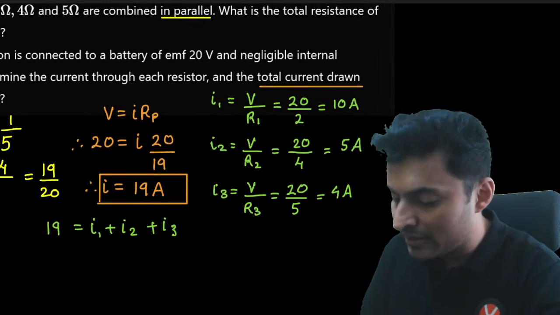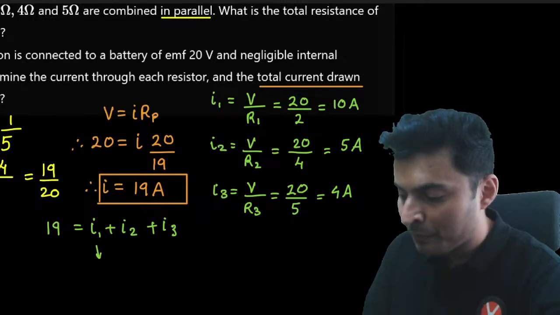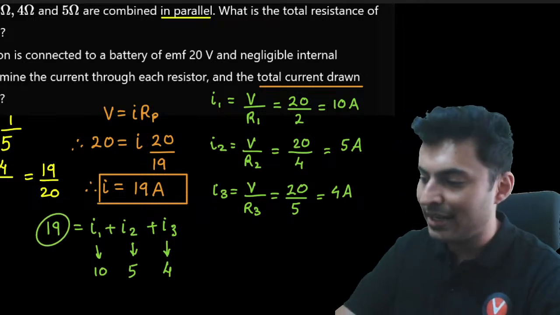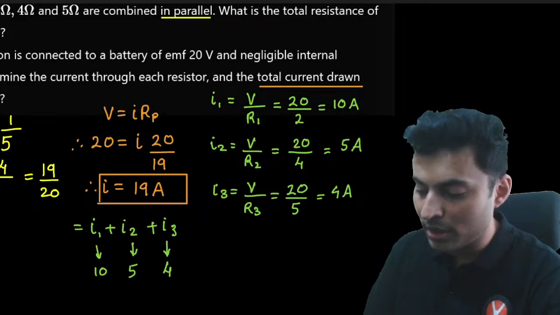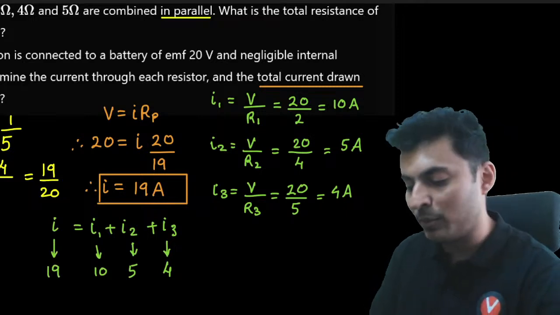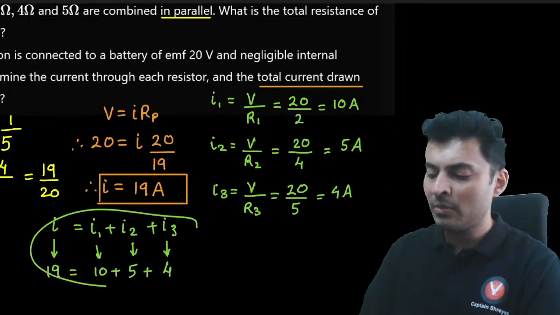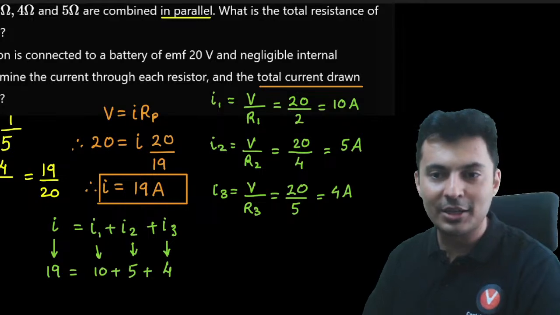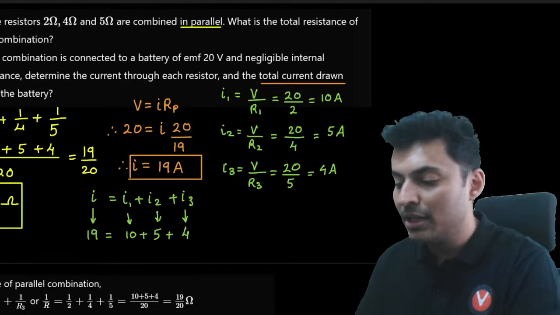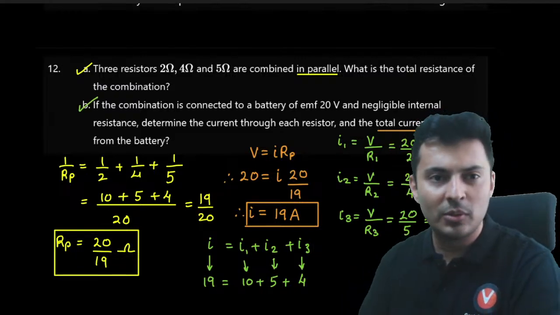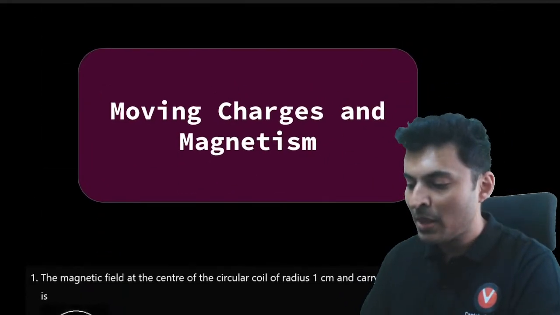The good thing is, if you add all of them, 10, then 5, and then 4, you get back 19 amperes, which is the total current. You can just verify this. It is not needed in the exam, but this is just for your reference. Kirchhoff's current law can be applied. So this can be a proper lengthy question for all of you. This part is also done and dusted.